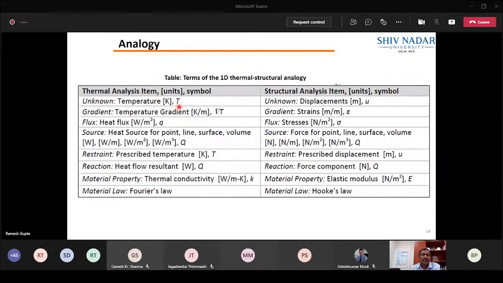So what exactly is the unknown here? Let's say temperatures, and the temperature gradients are just like strains, and you have heat flux in place of stress, which is again measured per unit area. You have the source, either a heat source, which is point based, line based, surface or volumetric, and then you have the specified temperatures which you specify over the domain. Then you have the reaction, the heat flow you can measure, and you have the material property, just like you have elastic modulus, you have thermal conductivity, and it follows Fourier's law.